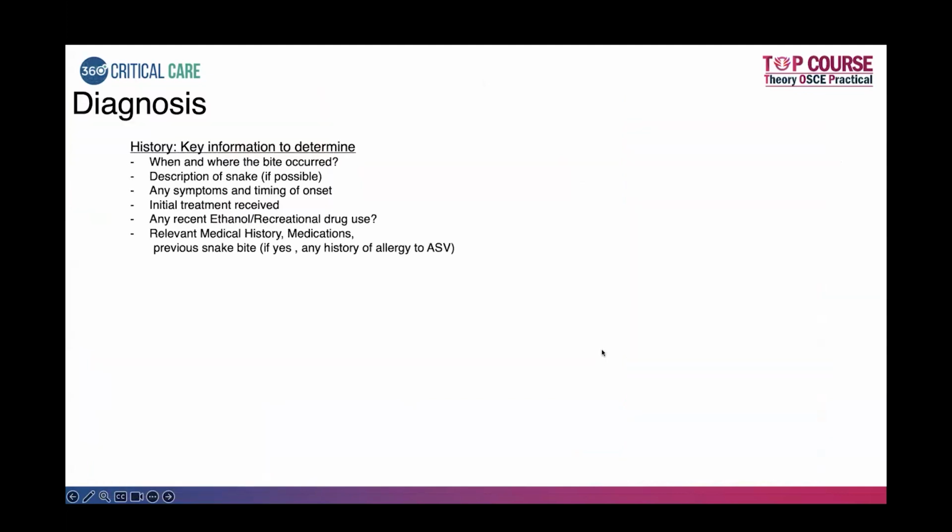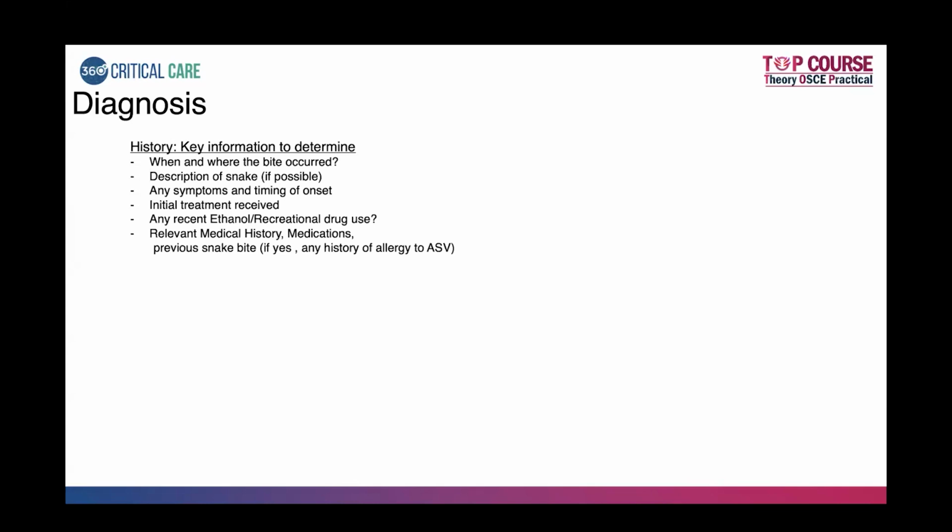So for diagnosis, what is important is the history. You need to inquire about when and where the bite occurred, the description of the snake if possible, any symptoms and timing of onset, the initial treatment received, any recent ethanol or recreational drug abuse, relevant medical history and medications, or if there was a history of a previous snake bite.